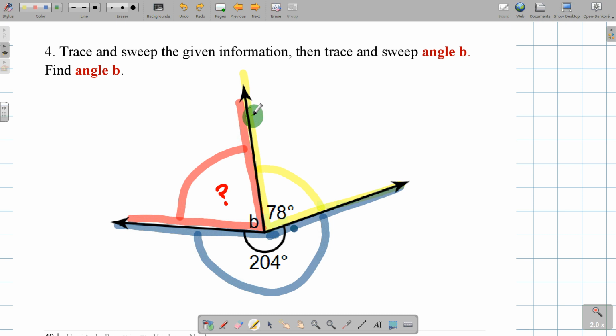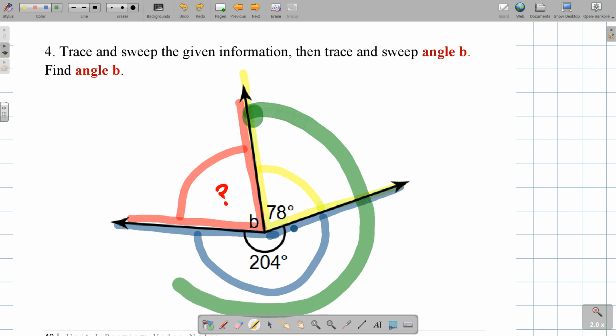Wait 5 seconds. You just figured out how to solve for angle B, didn't you? Do the math in the margin. No calculators, folks. Keep your hands off those calculators.